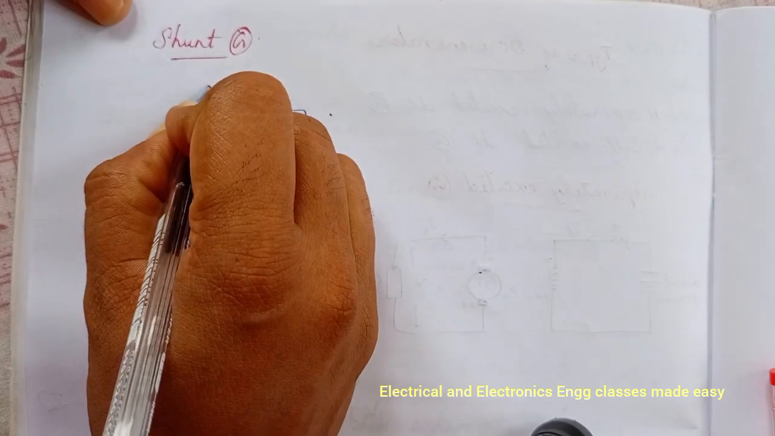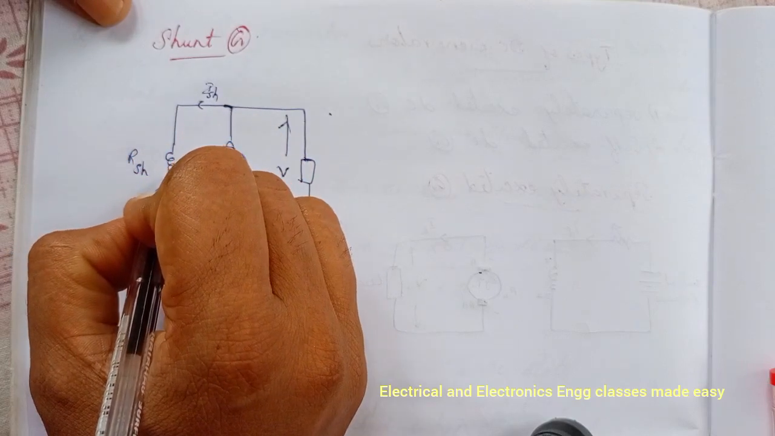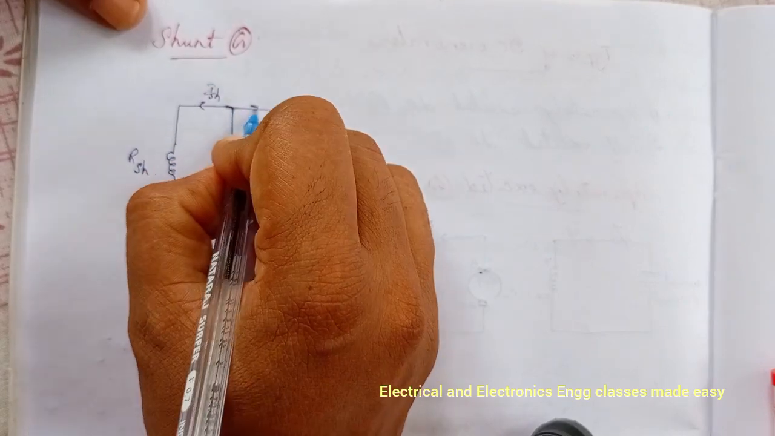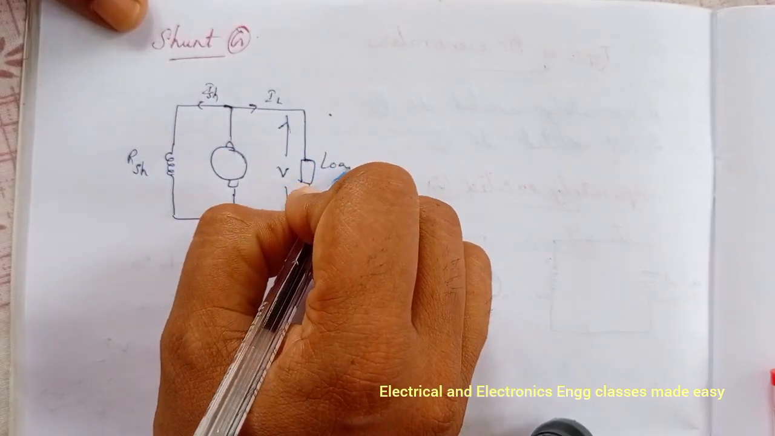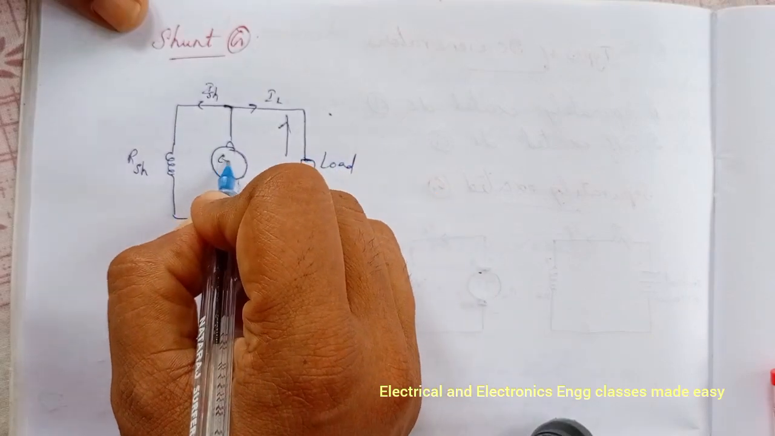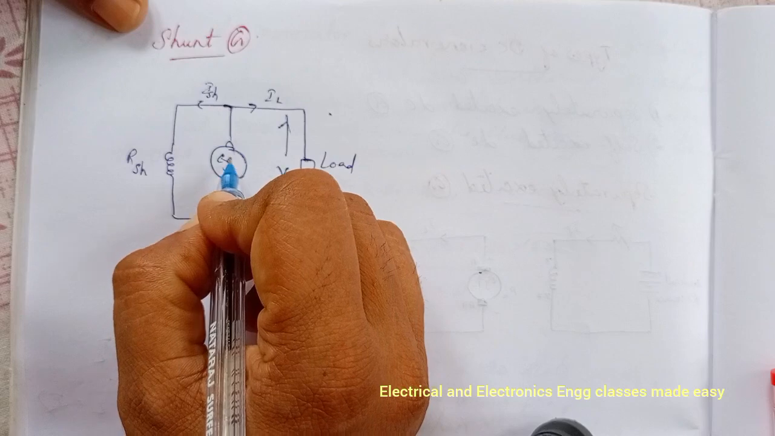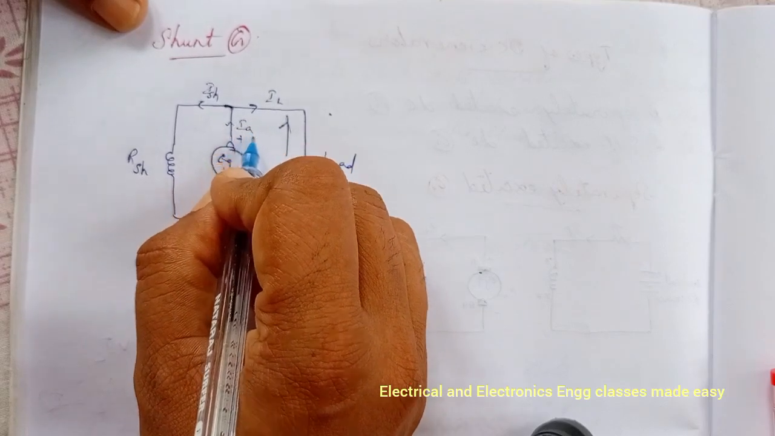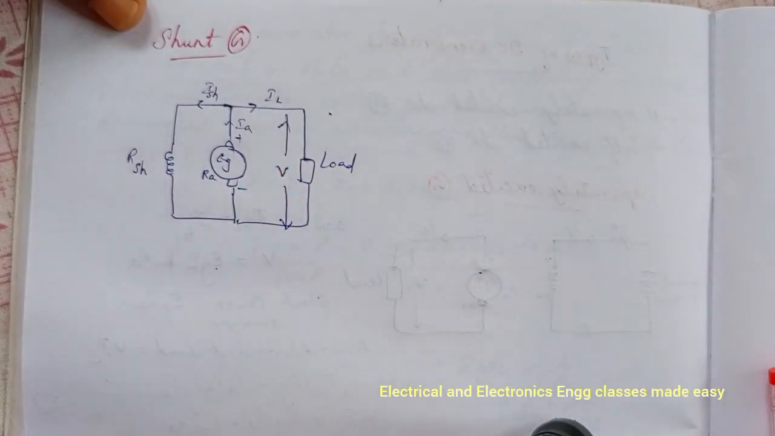And let ISH be the current through the shunt field resistance. Then IL is the load current. So this is the load. Then EG is the developed or generated EMF. Then IA is the armature current, RA is the armature resistance.